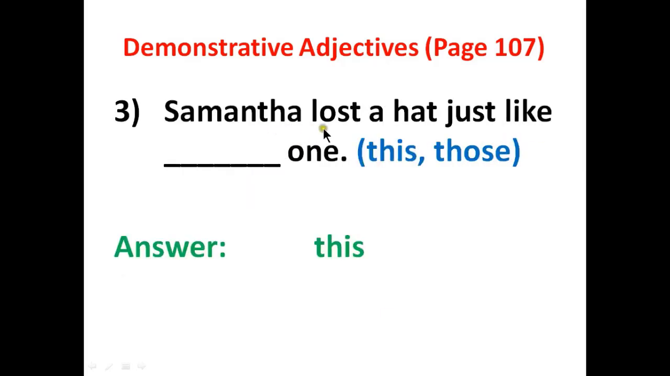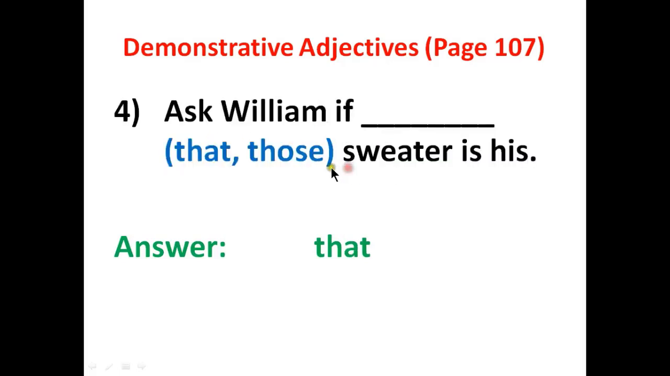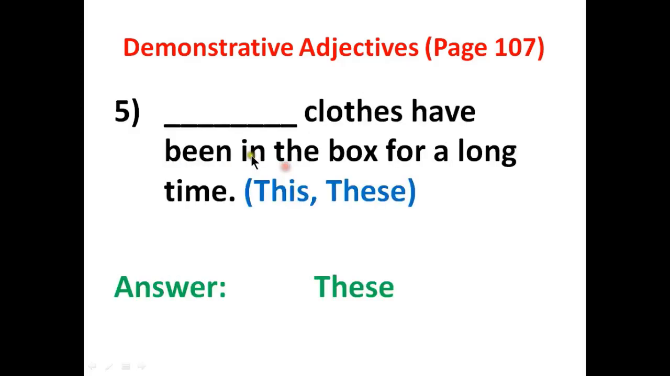Number 3. Samantha lost a hat just like this one. The answer for number 3 will be this. Number 4. Ask William if that sweater is his. Here the demonstrative adjective is that. And the last one of this exercise. These clothes have been in the box for a long time. The demonstrative adjective here for question number 5 will be these.